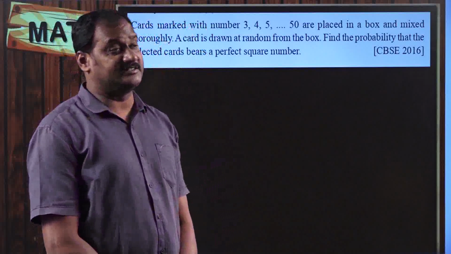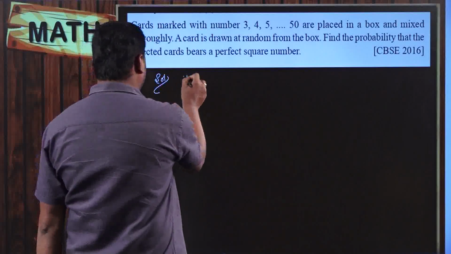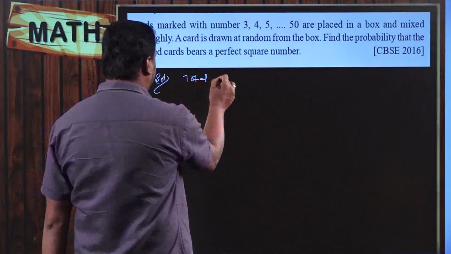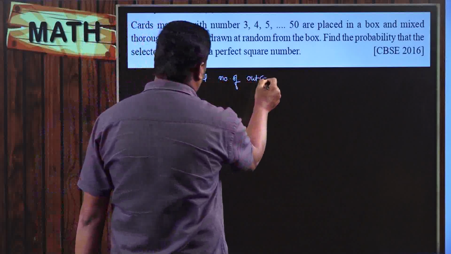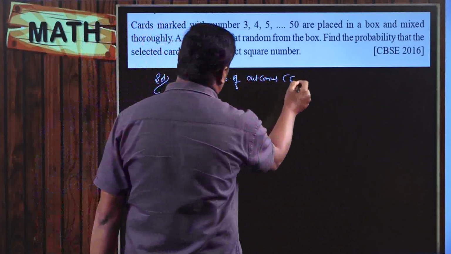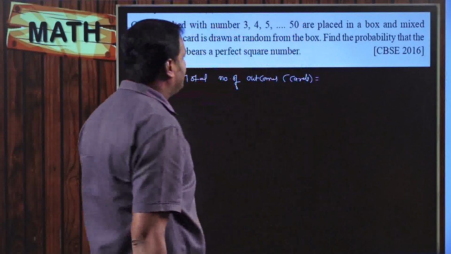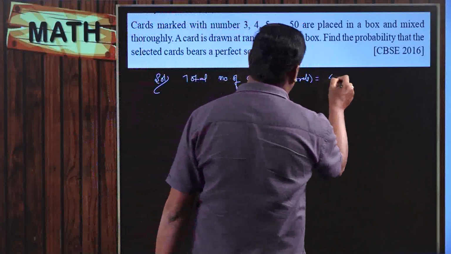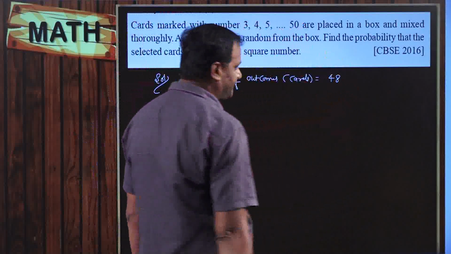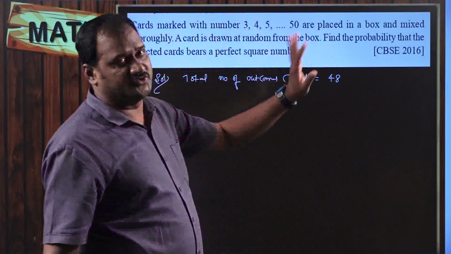So how many number of cards are there? Now I am going to write. So total number of cards, otherwise total number of outcomes. Total number of outcomes are nothing but total number of cards, which are going to be up to 50, but 1 and 2 are not there. So 50 minus 2 is equal to 48 number of cards are there. So those numbers are 3, 4, 5 and so on up to 50.